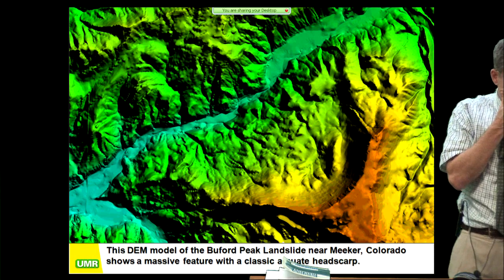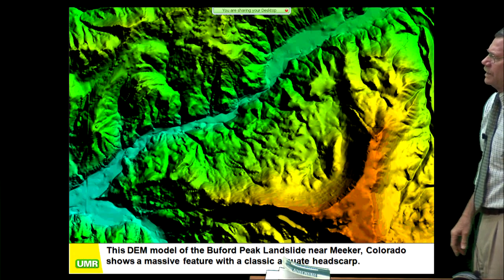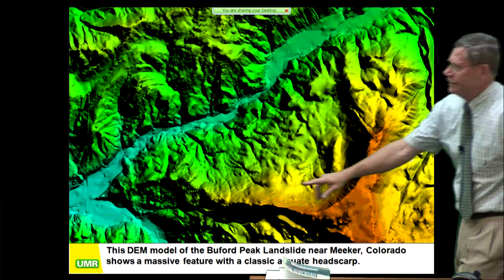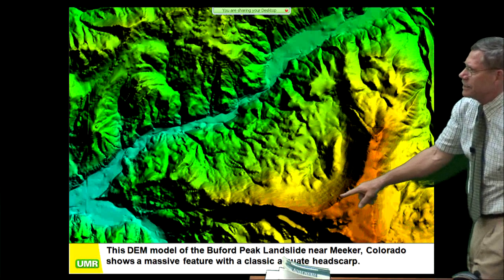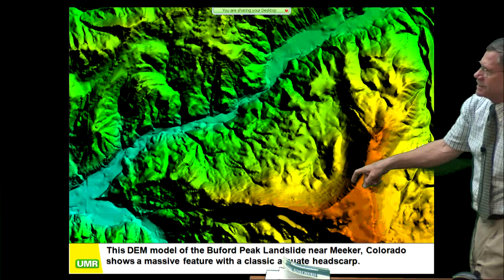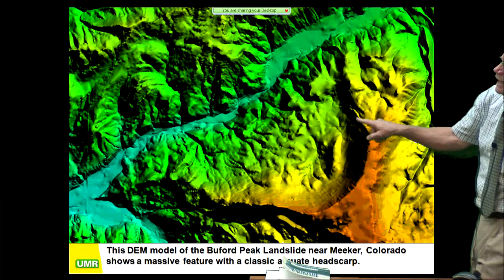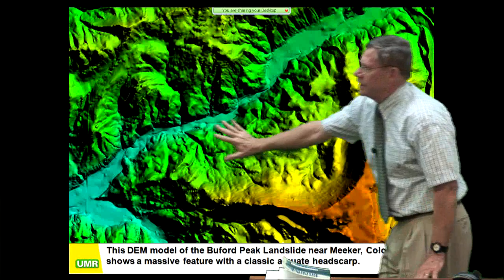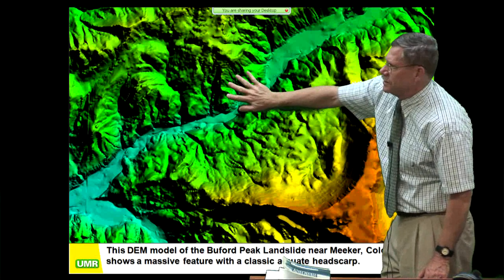Here's the digital elevation map of the Buford Peak landslide, and wow, this is right out of a textbook. Look at the arcuate scarp here, I was just pointing out to you. Just incredible. This thing's 2,000 feet high right here. 2,000 feet high. Comes around right over to here. And this whole thing is the body of the slide. And right there is where things were pinched off.